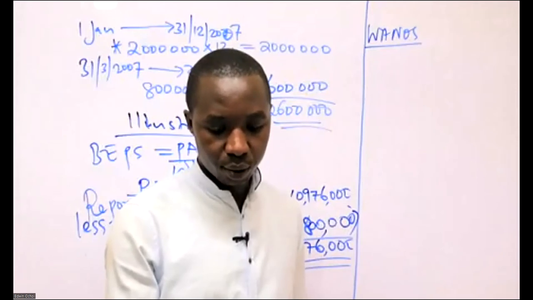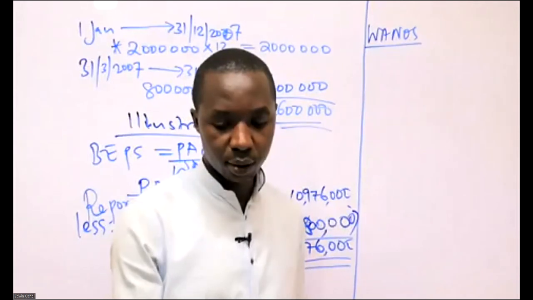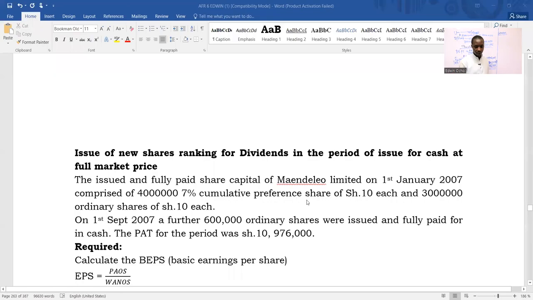From the initial period, from the start of the year, January 2007, according to this illustration, the company had issued how many ordinary shares? 3 million. Then on 1st September 2007, a further 600,000 ordinary shares were issued and fully paid for in cash. So we consider the 3 million for the entire 12 months, then the 600,000 from September to the end of the year. How many months are those? September, October, November, December. Those are the 4 months.